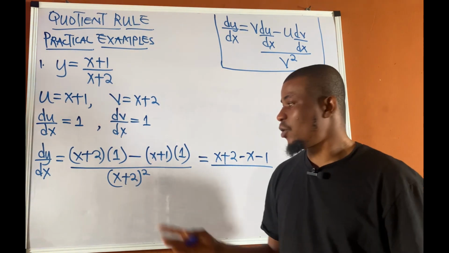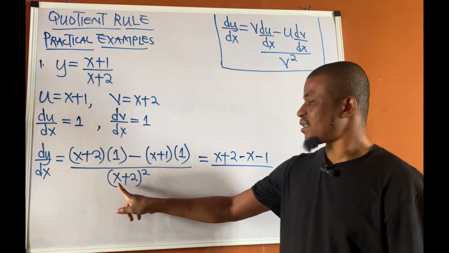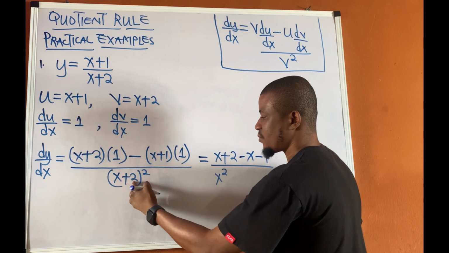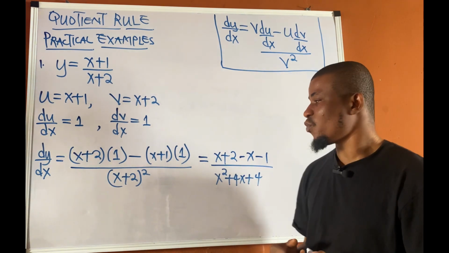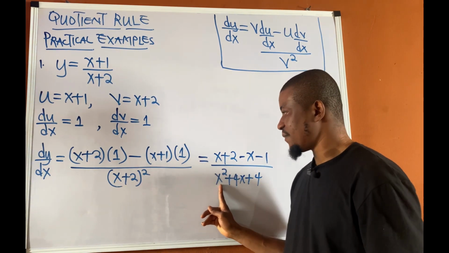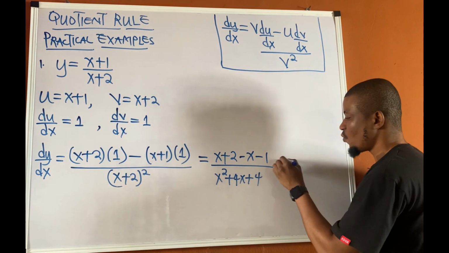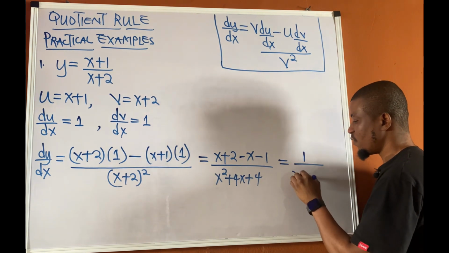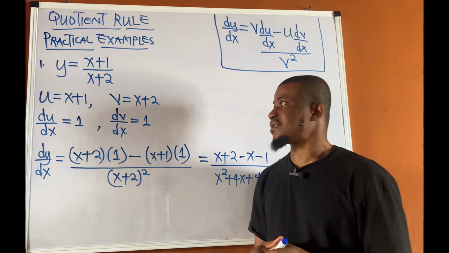To expand any binomial of degree 2, what you simply need to do is to say x raised to power 2 is x squared, and then 2 times x times 2 is 4x, and then 2 squared is 4. It's a very simple way of expanding a binomial when the power is 2: x squared plus 2 times x times 2 plus 2 squared. Alright, and we have this. If we go further to simplify, x minus x is 0, and then 2 minus 1 is 1, all over x squared plus 4x plus 4. And this is our dy/dx.